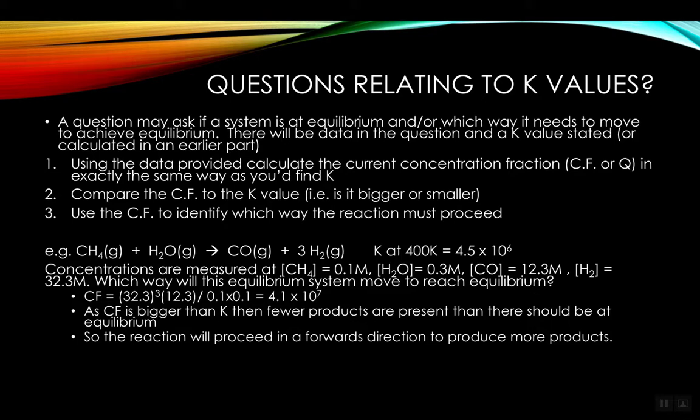I've just realised I've made a mistake here. I'm sure you all picked up on it. CF is bigger than K. K, of course, is calculated by products over reactants. So if CF is bigger, then there are more products present than there should be at equilibrium. So the reaction will proceed in a backwards direction to reduce the amount of products. My apologies there. Everyone makes mistakes. These last 2 steps should be reversed.